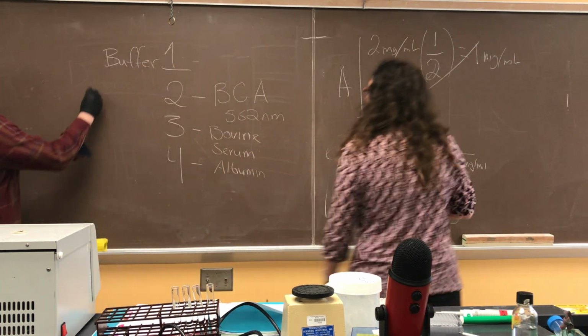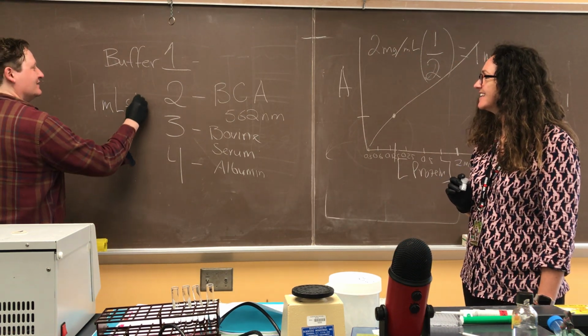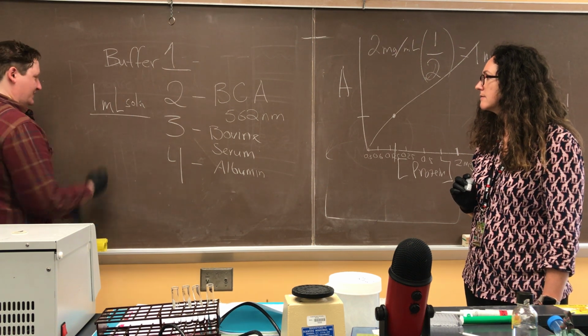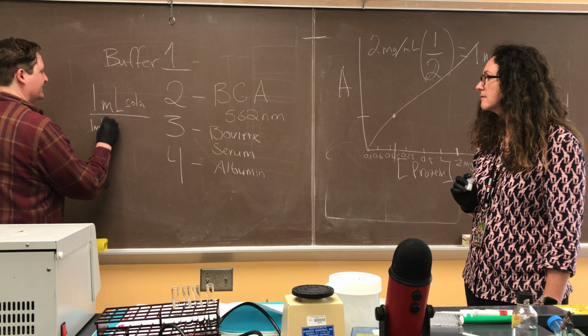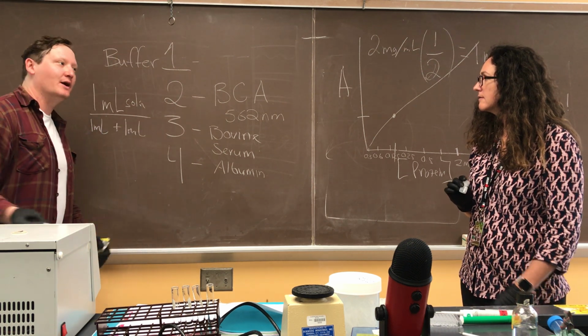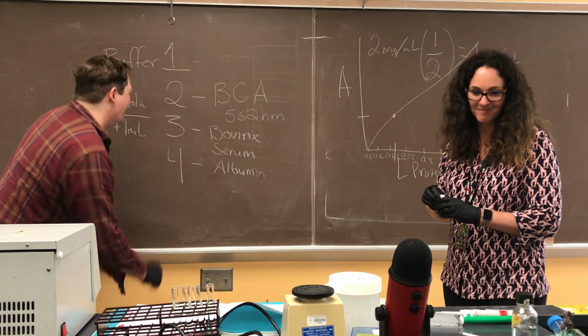We got 1 milliliter of our starting solution over the total volume of the solution, which is 1 milliliter starting solution plus 1 milliliter of our diluent, or what we're diluting with. Just in case you're a fan of these dilution factor things, might as well throw it up there.